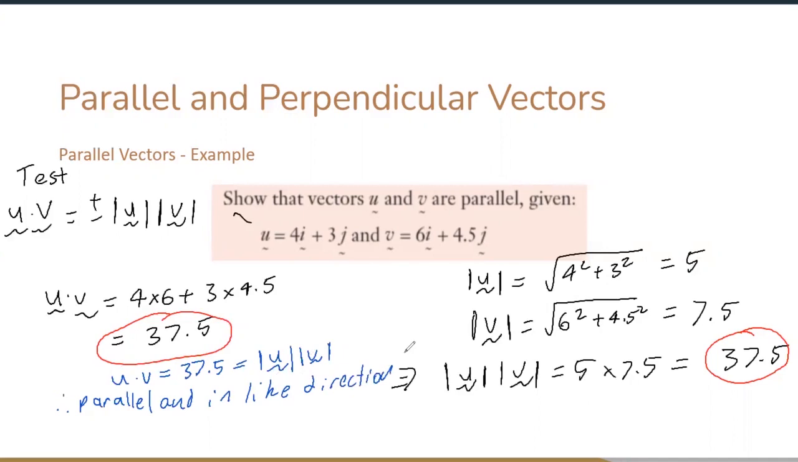So what did you learn this lesson? You learned how to test to see if vectors were parallel or perpendicular, and you did that using the dot product.